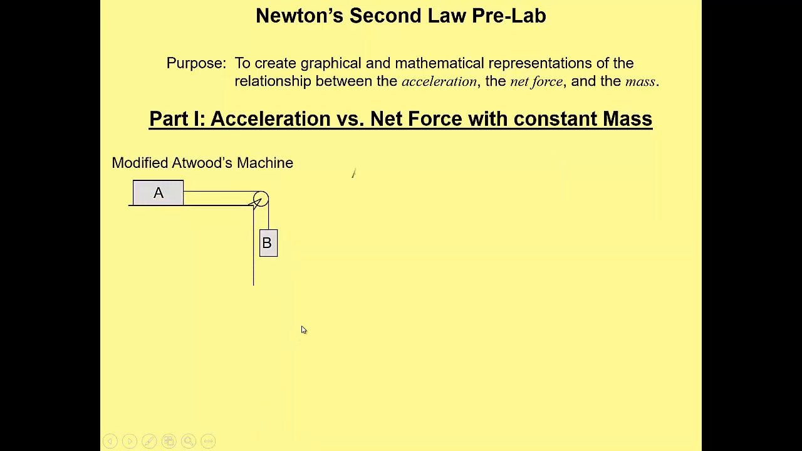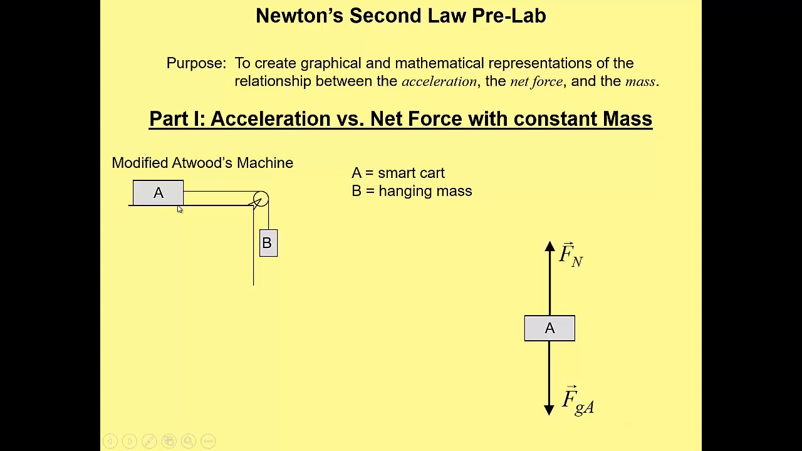And as before, A is the smart cart, right? B is the hanging mass, hangs off the side. If we do a little force diagram of the smart cart, right, what forces act? Well, of course, gravity acting down. Notice F of G A, because it's the cart's mass that goes into the weight of the cart. The normal force, because the track is supporting the cart. Right? And those are balanced.